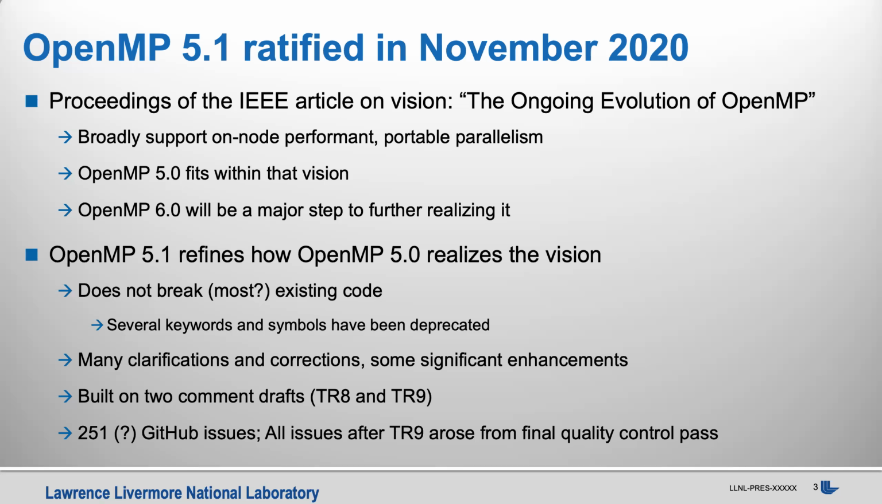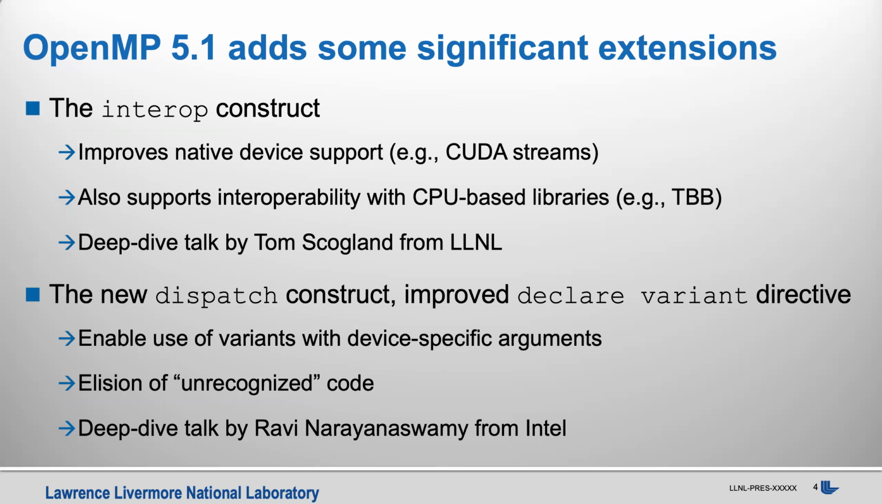It involves 251 GitHub issues, which is more than I would have expected, and maybe more than some implementers would have liked, but I'll make no apologies to them. And if you want to know why, I'm happy to speak further on that sometime.